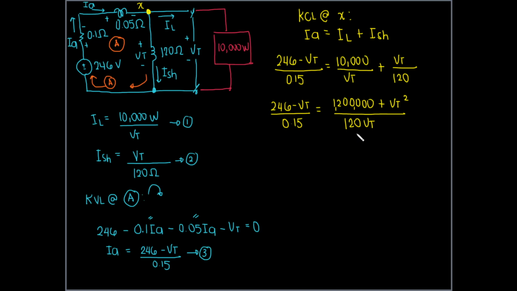And next we can cross multiply the denominators to the left and the right side of the equation respectively. So I need my calculator right now. 120 times 246 should be 29,520. This times this obviously is minus 120 VT squared. This times that, 1,200,000 times 0.15 is 180,000.